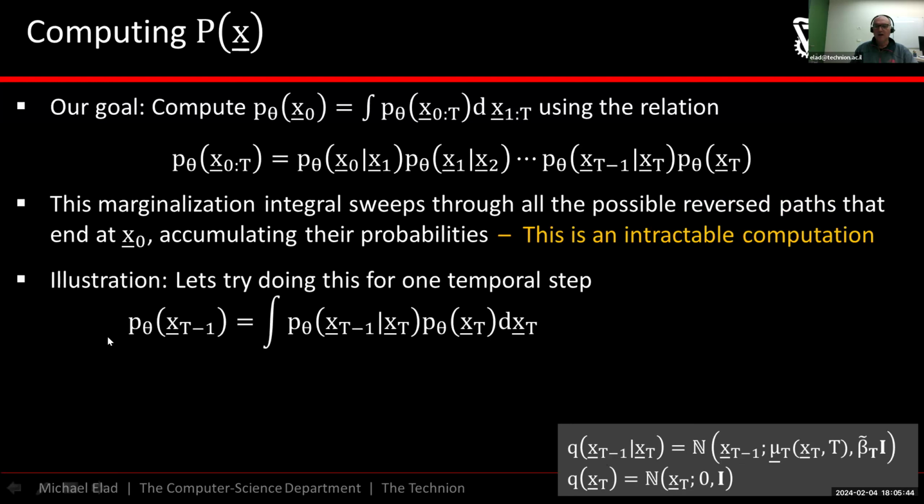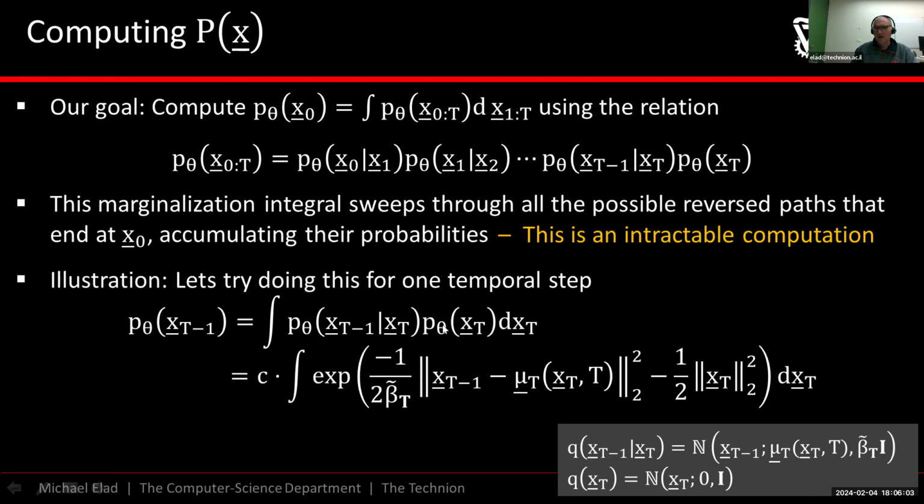So here is my marginalization. The probability of xt minus 1 is the integral over the joint, but the joint is the conditional times the probability of xt, dxt. So this is a Gaussian. This is a Gaussian. I can write them down explicitly. Here it is. This is a simple Gaussian. Here it is in front of you, a simple IID Gaussian. This is a Gaussian around the mean that is computed over the xt that comes from the previous step. And now I have to compute this integral.